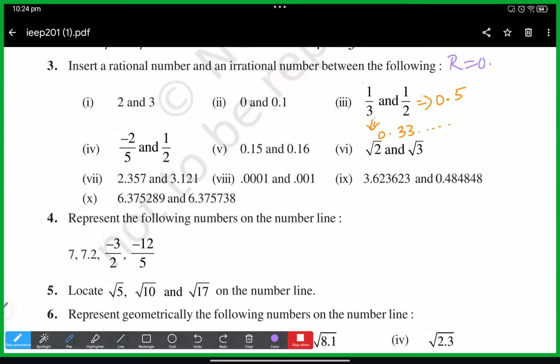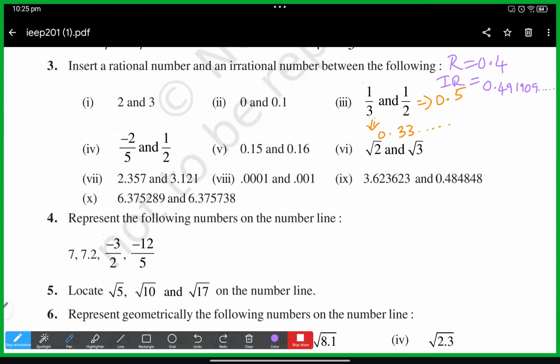Rational number will be 0.4 and irrational number will be, not 0.33, Pranavi. So we should write 0.491909 like that, something we should continuously change. So this is the decimal way: a non-terminating, non-recurring decimal in between 0.33 and 0.5.